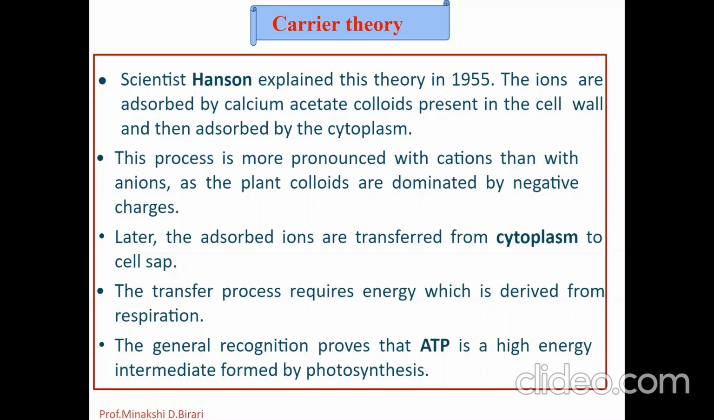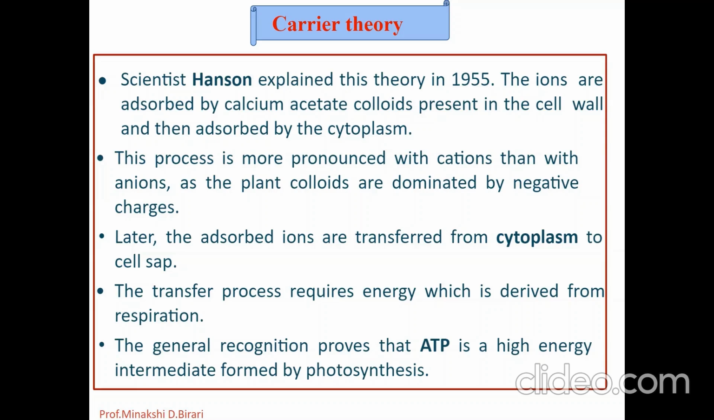The general recognition that ATP is a high energy intermediate metabolite in many energy requiring processes has led to the obvious idea that it may also furnish the energy necessary for ion transport, so that ATP is a high energy intermediate which is formed by photosynthesis.